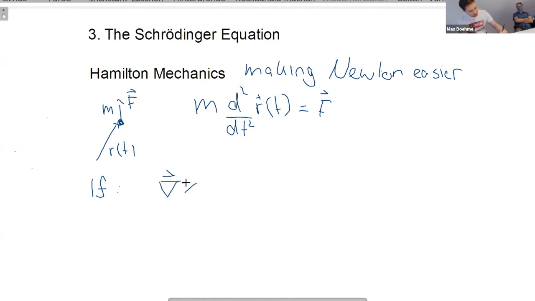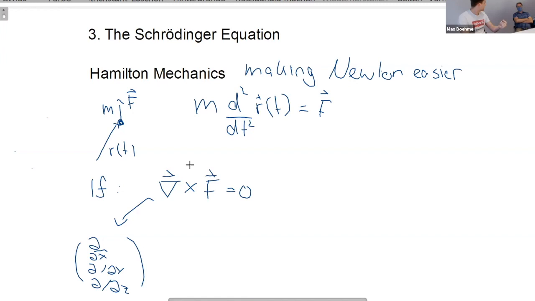Under certain conditions, if we have a force whose so-called rotation is zero, where this is the Nabla operator, a vector consisting of just partial derivatives, and taking the cross product with it, a vector product with it. But you said it's a Nabla operator. Operators are applied to stuff. What is it applied to? To this vector valued function F.